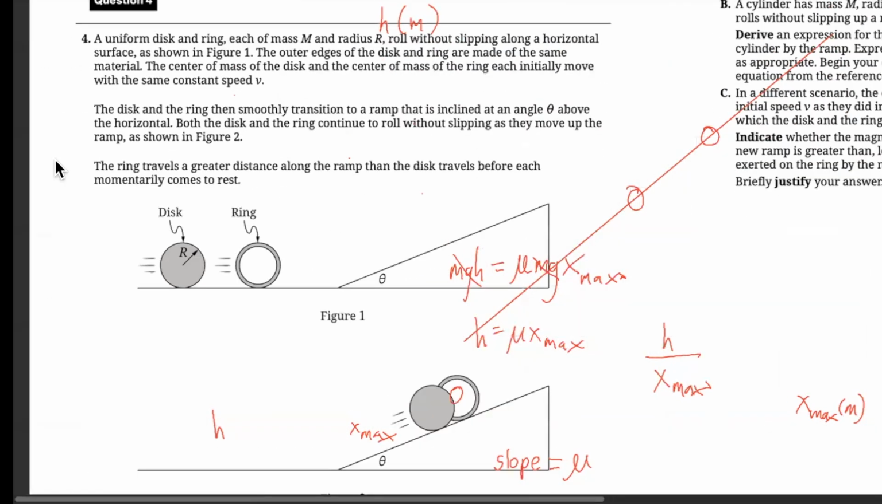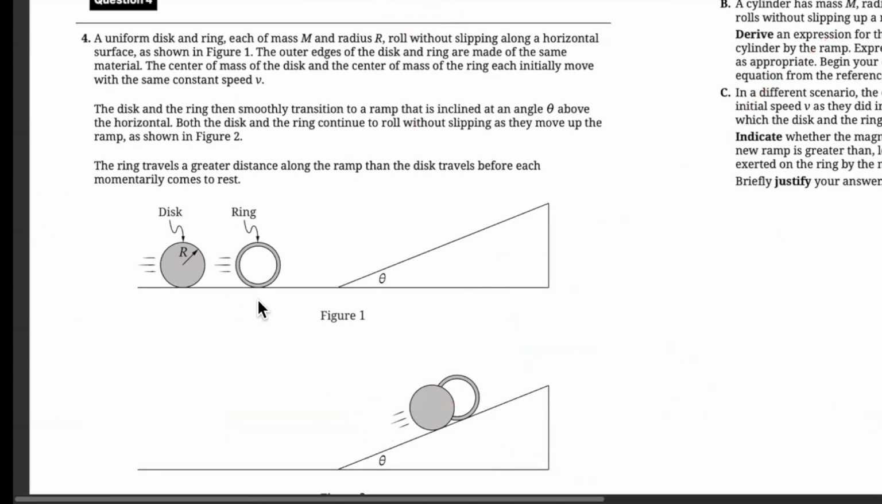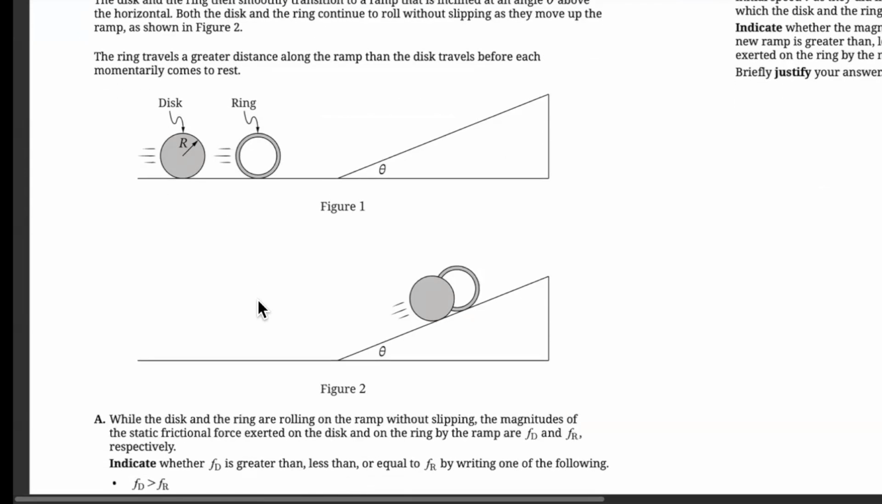And this is the one that I've seen a lot of people say that they hated. Let's see how it is. You've got a disc and a ring. The ring has higher inertia than the disc. I can already tell you that. Mass M, radius R, and they are both rolling without slipping, which is good for us because that means that the angular and linear speeds are connected to each other. They smoothly transition to a ramp. Okay, so they both have the same speed. They smoothly transition to a ramp and they continue to roll without slipping. The ring travels a farther distance. That does make sense.